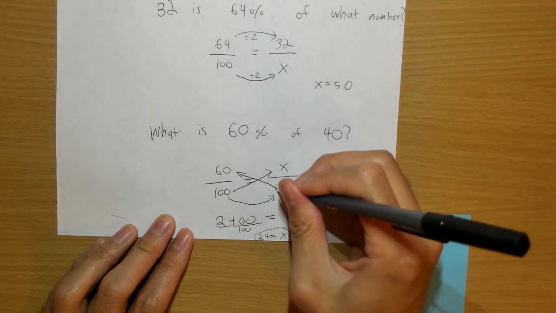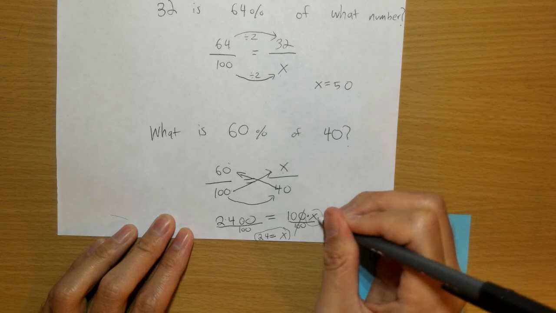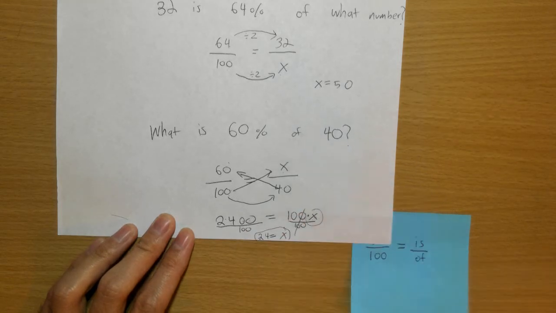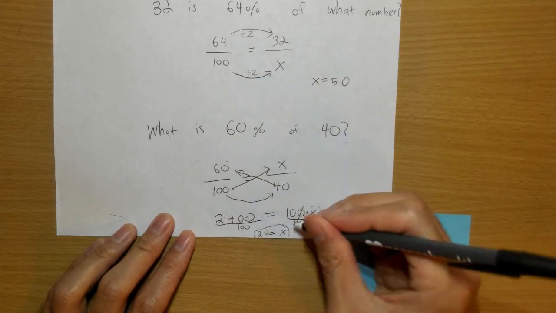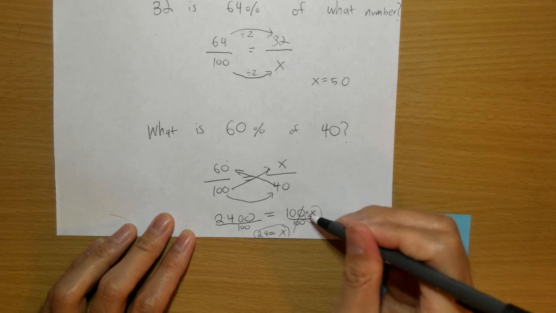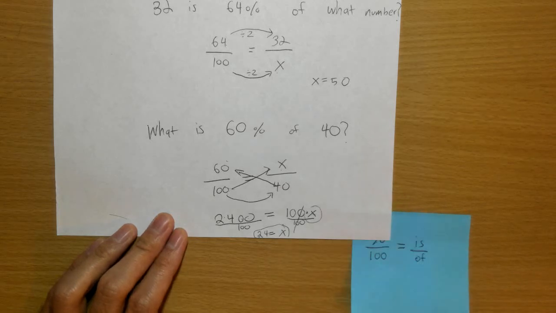Again, all you got to do is cross multiply and then divide by whatever is attached to that x. Cross multiply, divide by whatever is attached to that x after the cross multiplication.